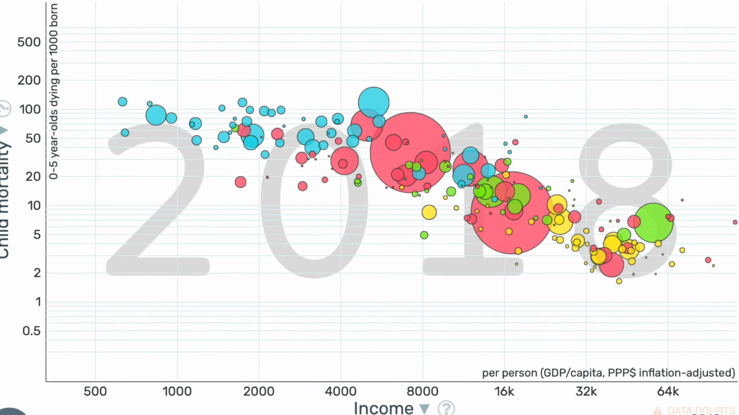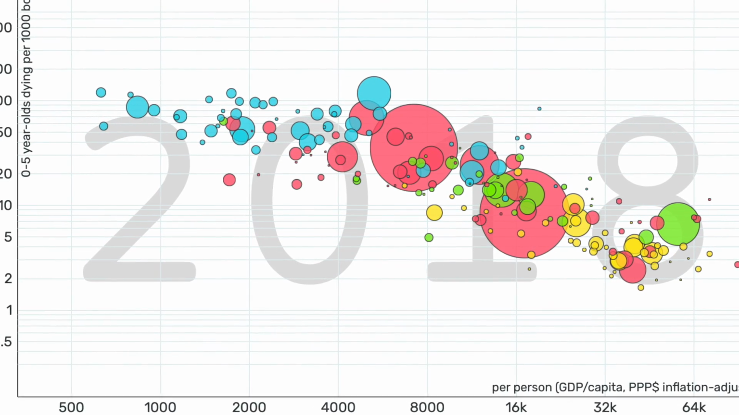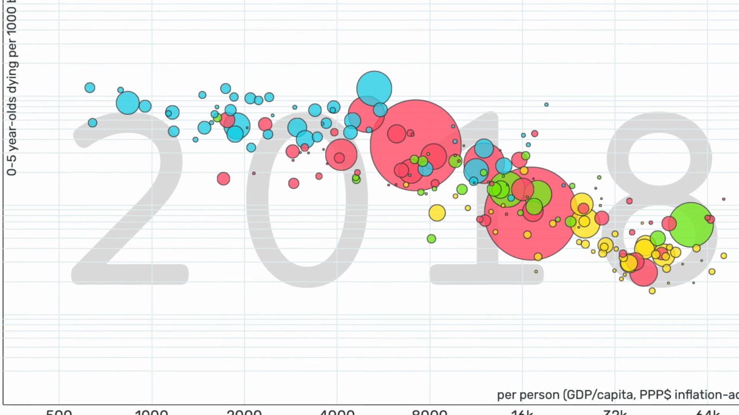Overall, we can conclude that income affects child mortality rate, and the higher the income, the lower the child mortality rate will most likely be.